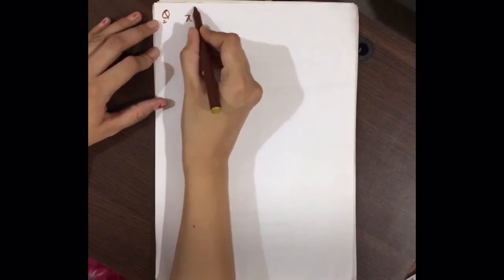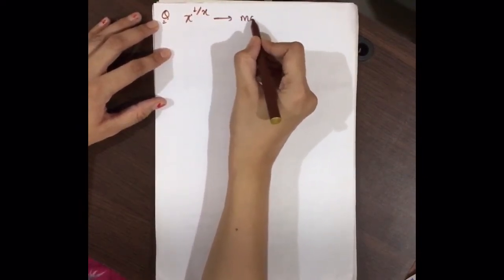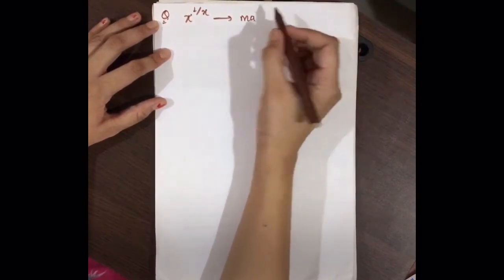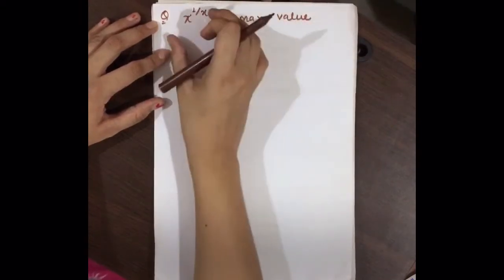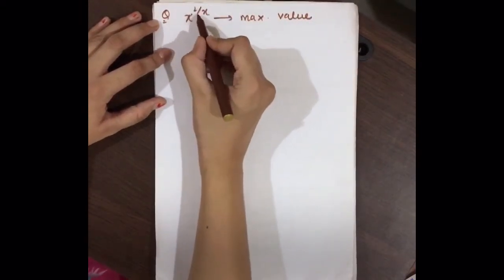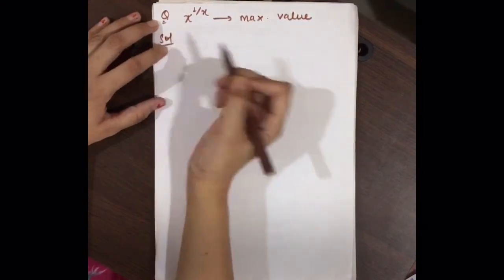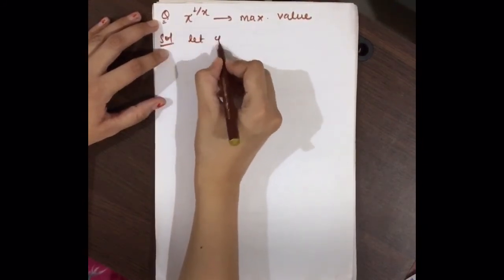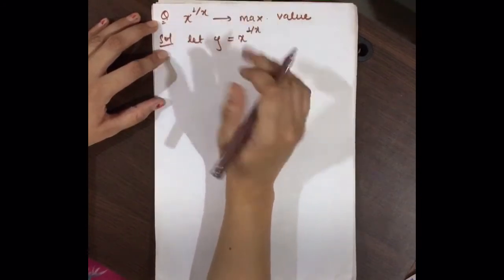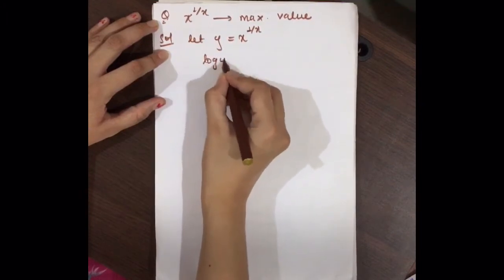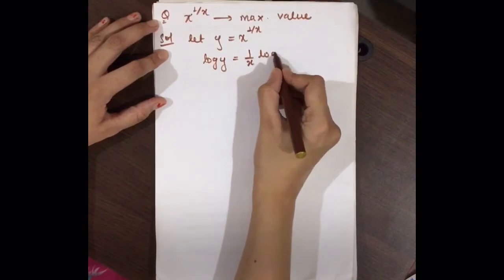Now let's see one very important question from GATE. So f(x) is given as x to the power 1 by x, and we have to find the maximum value for it. Now here again we can see that 1 by x is in the power term, so it's difficult to solve, so we will make it simple. Let y is equal to x to the power 1 by x, and now we are taking log on both sides, so log y will be equal to 1 by x log x.